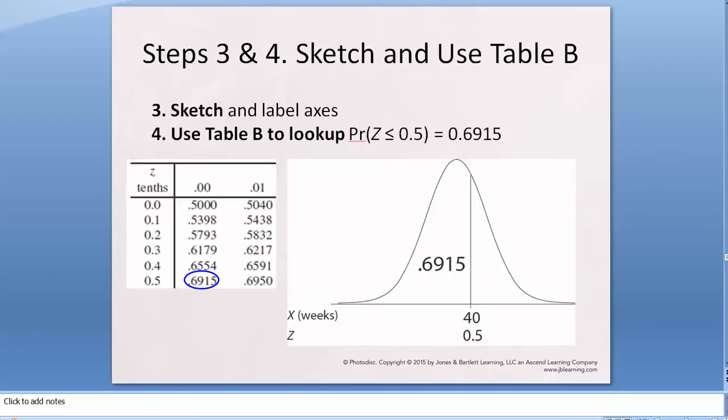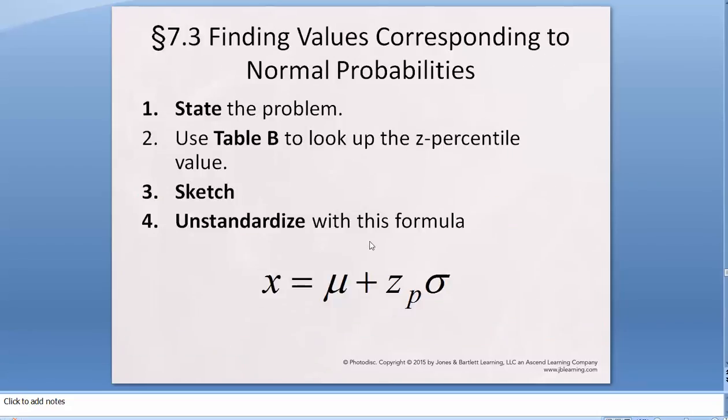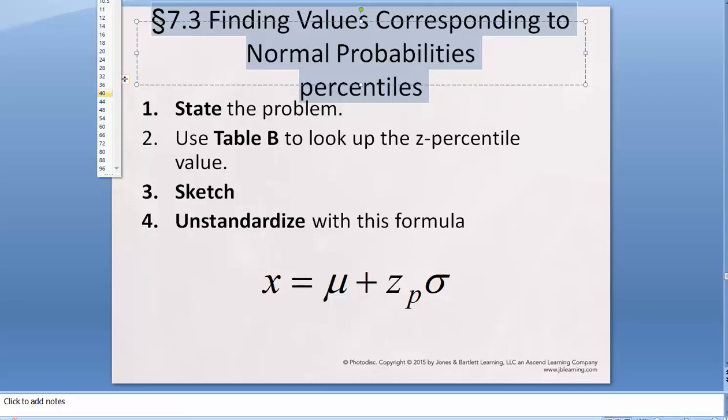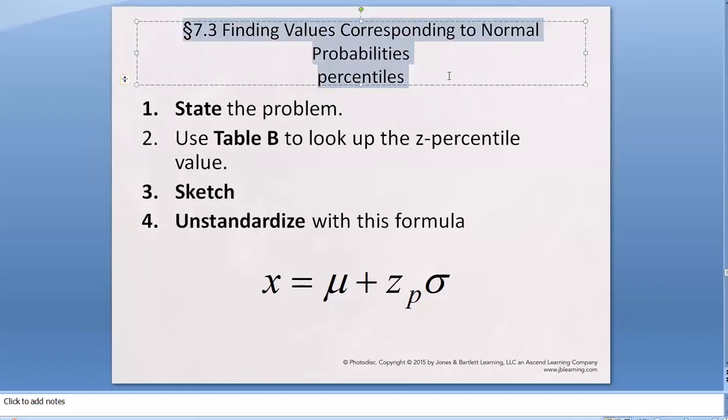Let's see. So we went here. Yeah, okay, right here. So actually finding values corresponding to normal probabilities. These are finding values. These are percentiles. Actually, they are also called quantiles, but the more commonly used one is percentiles, but the more correct one is quantiles. Okay, let's see. Let me first reduce the size here a little bit.